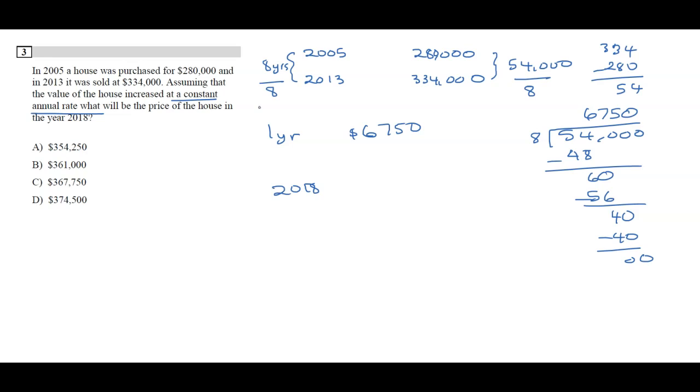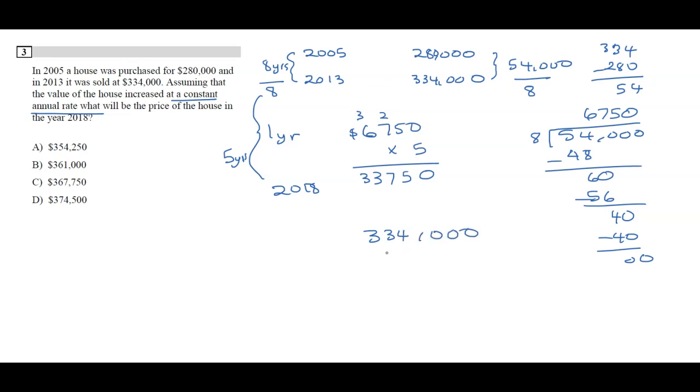Now we're trying to find out for 2018. Take note that from 2013 to 2018, that's going to be 5 years. So how much will that property increase over that period of time? We multiply this by 5. It's going to give us 33,750. So what we're seeing here is that by 2018, you will see a $33,750 increase from 2013.